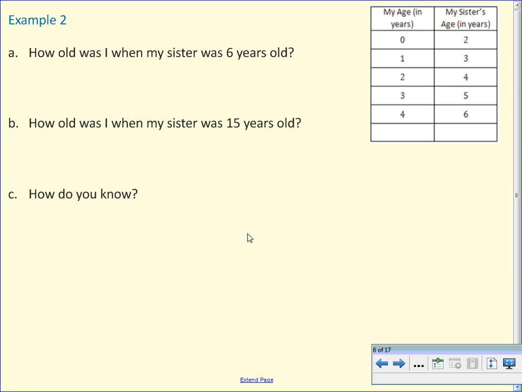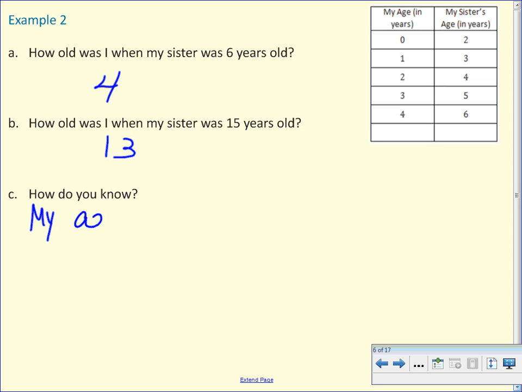All right, let's continue. So how old was I when my sister was 6? Let's look at the table the other way now. So if my sister was 6, how old was I? 4. How old was I when my sister was 15? 13. How did you know that? Mental math. Well, but what motivated your mental math? How did you figure that out? 15 minus 2 would be 13.